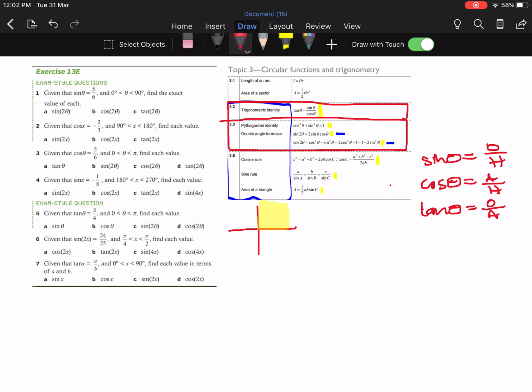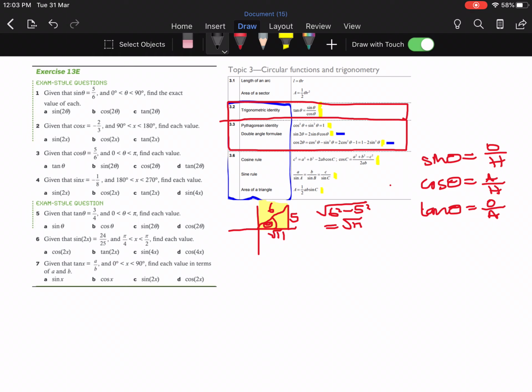So if I draw this triangle, it's telling me that the opposite is 5 and the hypotenuse is 6. Here is theta. So using my Pythagoras rule, I can work out what the adjacent is by just doing the square root of the hypotenuse squared minus the opposite squared, and that gives me root 11. So now I can work out all of my trig ratios.